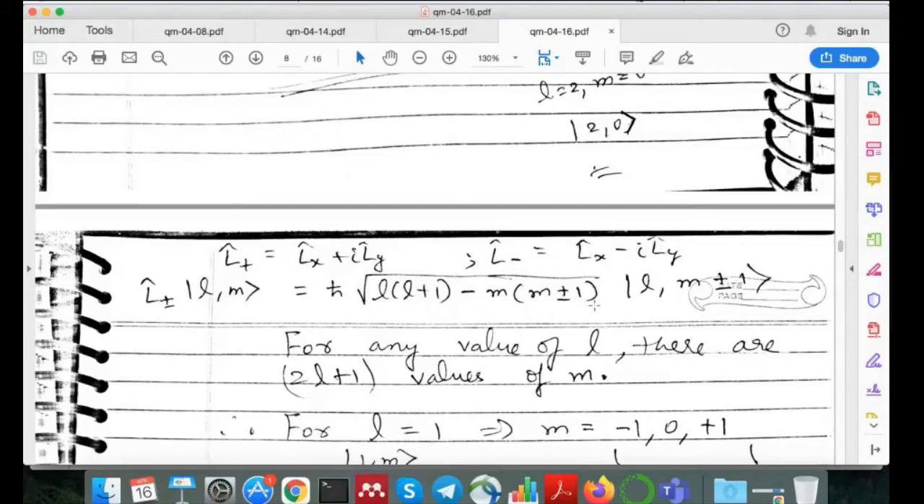Okay, and then the eigenvalue that you get for L minus is h cross root of L into L plus 1 minus m into m minus 1.